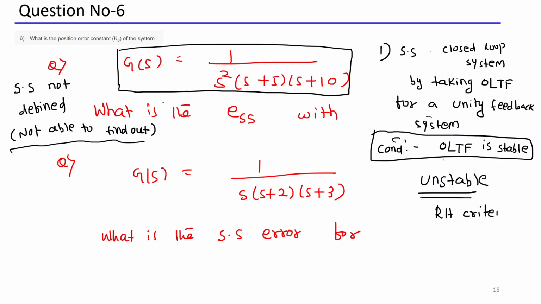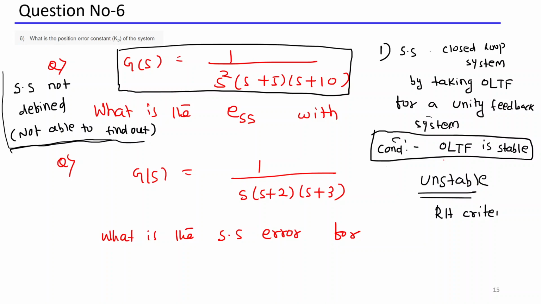So that's why in this question, you find that the system is unstable. For an unstable system, you cannot find the steady state error. So the steady state error is not defined here in this case. So you just remember this question. In the next class we'll solve the question.